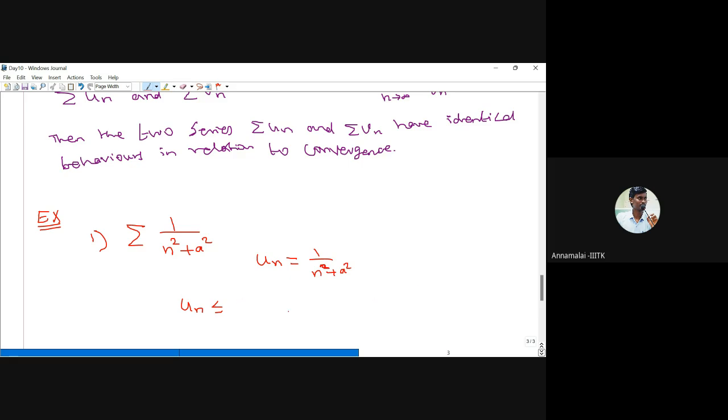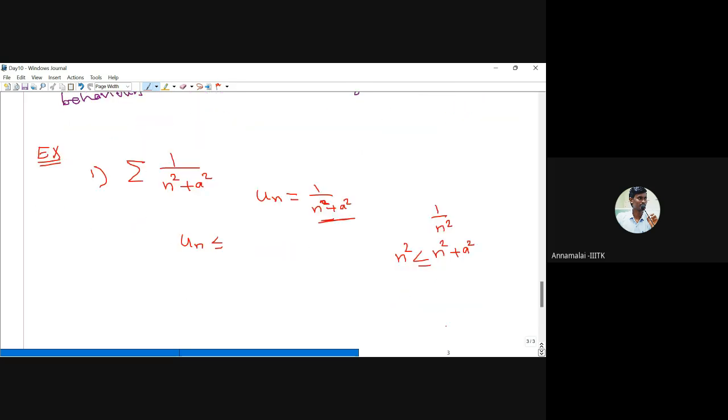Suppose I am taking 1 by n square. So how do I get this one? Because we are using 1 by n square plus a square. We know that n square is always less than or equal to n square plus a square. If a is 0, we get equality. Otherwise, it is strictly less than this one.